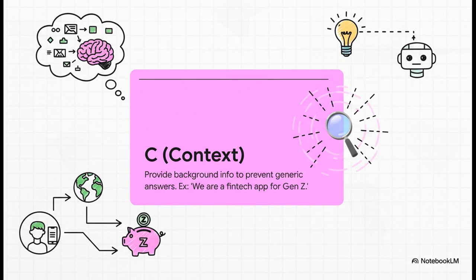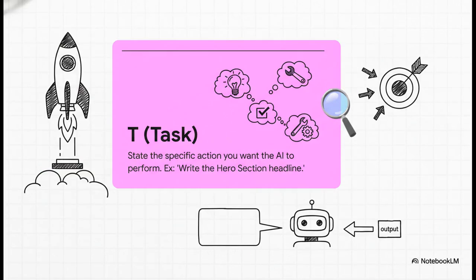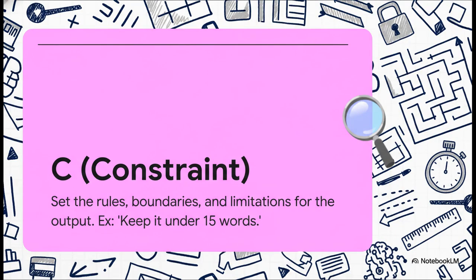Next, C for context. This is the crucial background info that kills those generic answers. Then we have T for task. Just be super clear about what you actually need it to do. And finally, another C for constraint. These are your rules of the game, like word count.